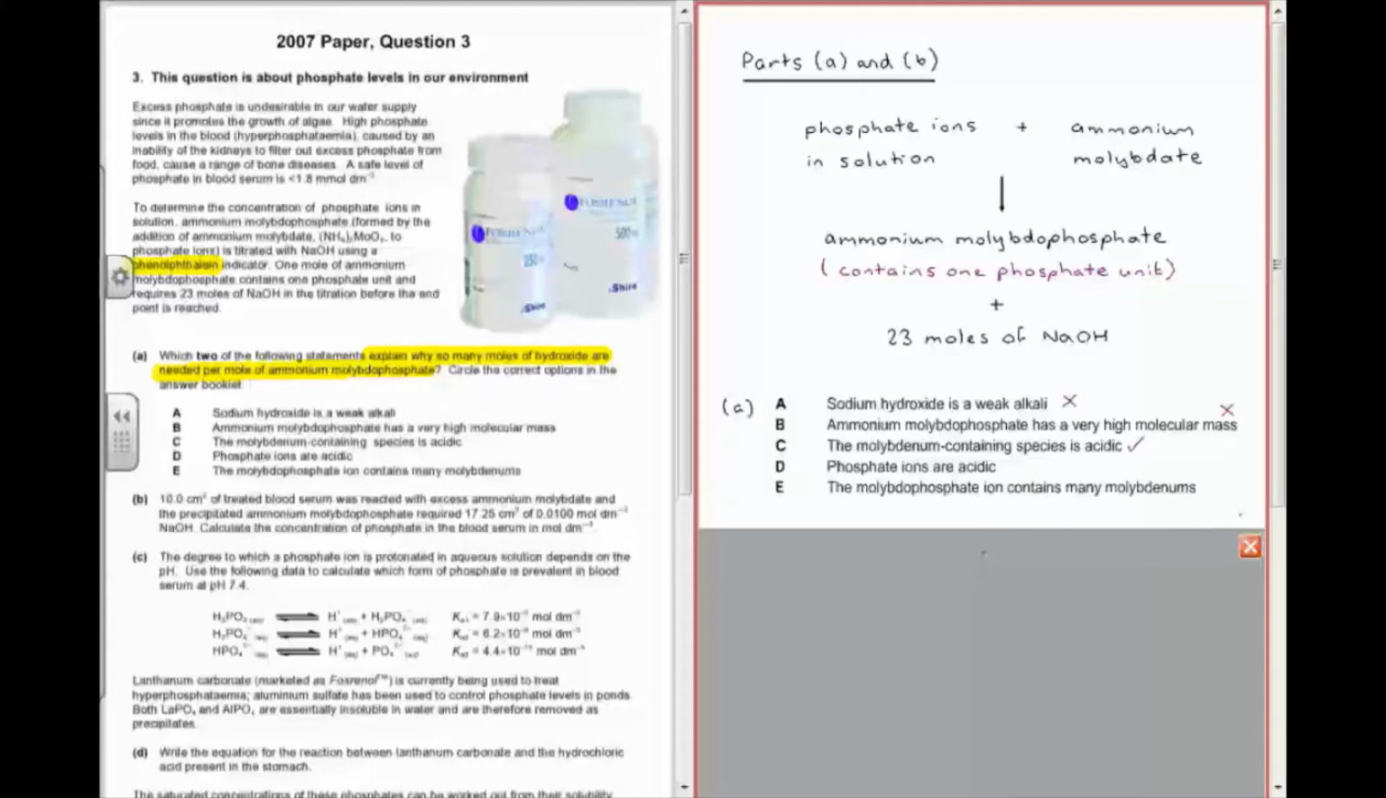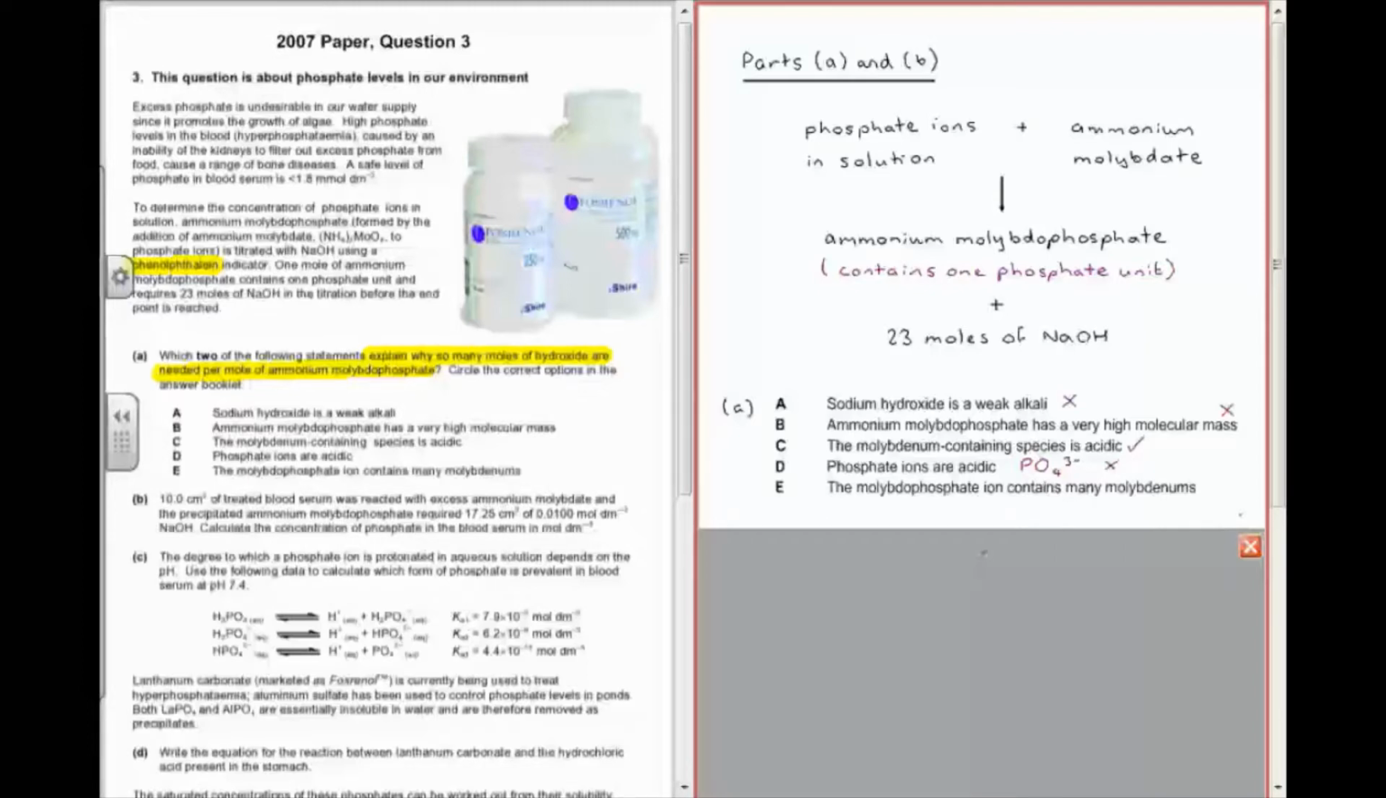Statement D says that phosphate ions are acidic. By definition, a Bronsted-Lowry acid is a substance that can donate a proton. If we write out the formula of a phosphate ion, PO4 3-, it clearly has no protons to donate, and so we can rule out this statement purely on the basis that it is incorrect.